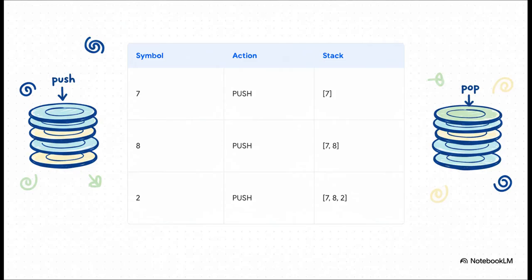We just go from left to right. The rule is very simple. If you see a number, you push it onto the stack. So first we see a 7, we push 7. Next is 8, we push 8. Then we see a 2, we push 2. So now just look at our stack. It has 7, 8, and 2, with 2 right at the top.